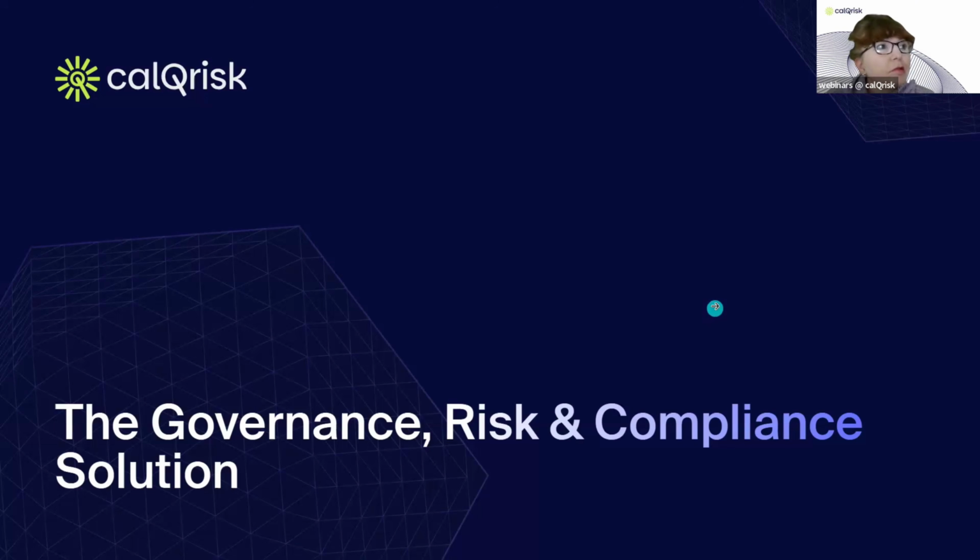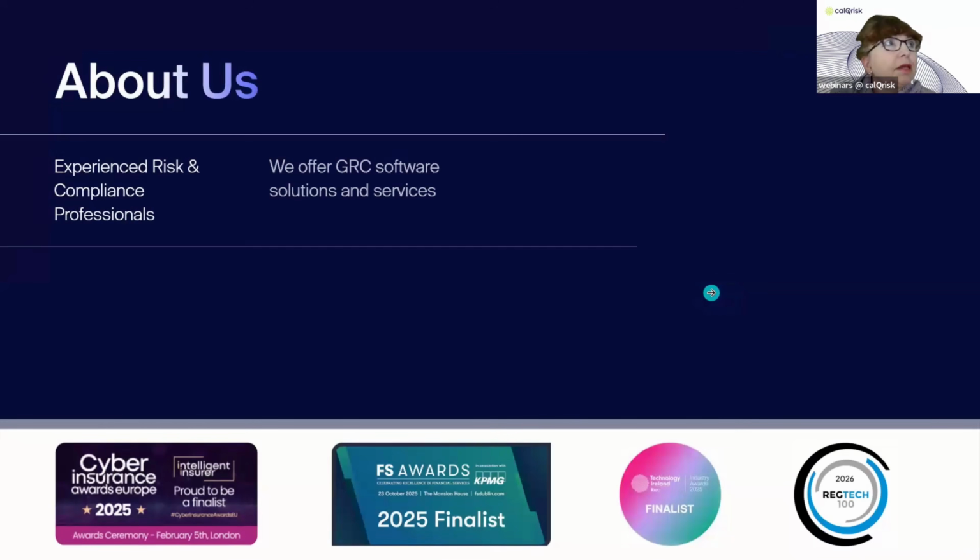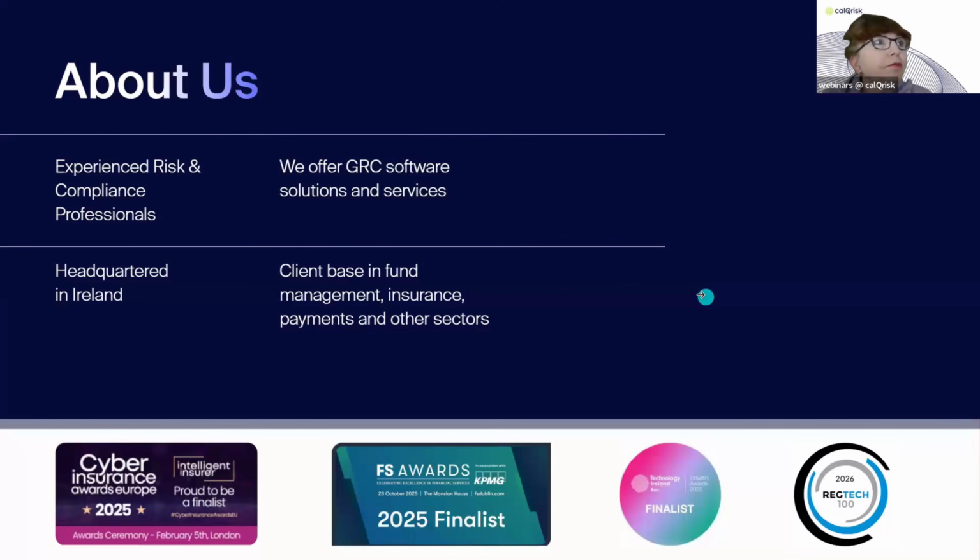So to begin with, I'm going to run through some slides. So we at calQrisk produce a governance, risk and compliance solution. For those of you that have joined that don't know anything about it, we are based in Shannon in Ireland, and we have been around since 2006, and we released our first software solution in 2012. And from that point onwards, we've worked with our users and we have become a modular solution, helping them in various different areas of risk and compliance.